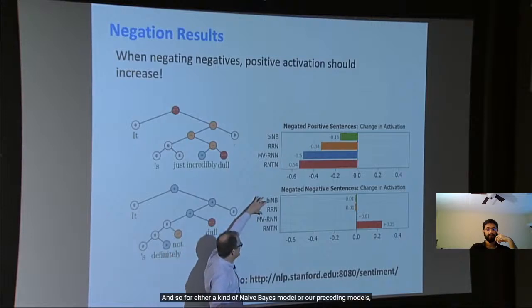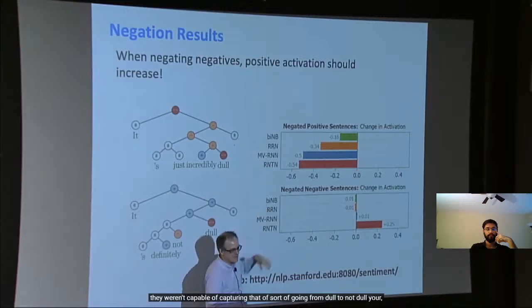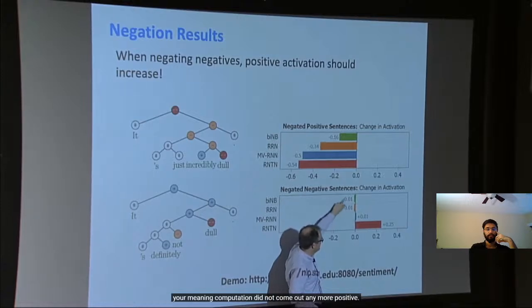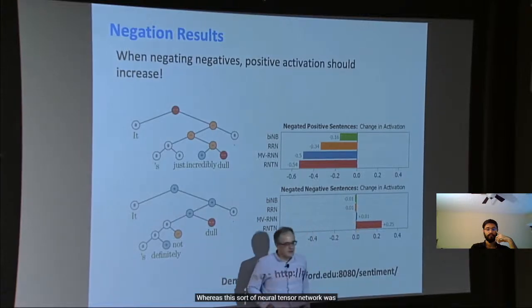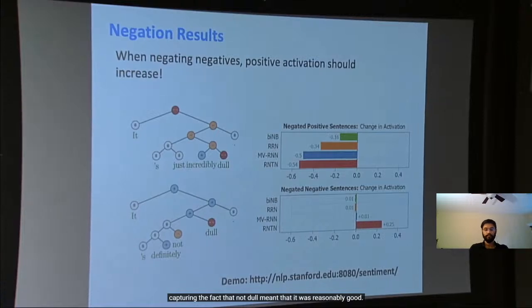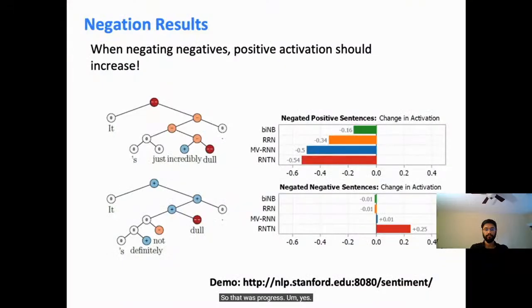And so either a naive Bayes model or our preceding models weren't capable of capturing that, of going from dull to not dull. Your meaning computation did not come out any more positive, whereas this neural tensor network was capturing the fact that not dull meant it was reasonably good. So that was progress. I think that's as much as I'll show you now about applying these tree-structured neural networks to natural language.